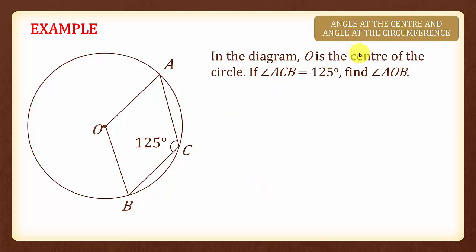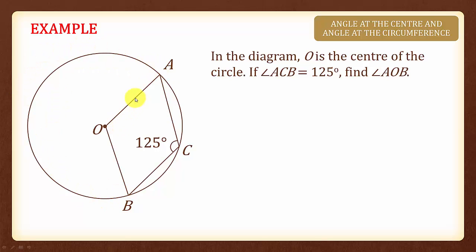In this example, O is the center of the circle with angle ACB equal to 125 degrees. We are asked to find angle AOB here. Now, can we straight away use the angle property, angle at the center is twice the angle at the circumference? No, we can't, because angle AOB is subtended by the minor arc here, while angle ACB is subtended by the major arc.